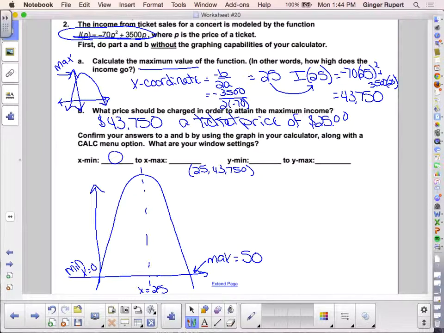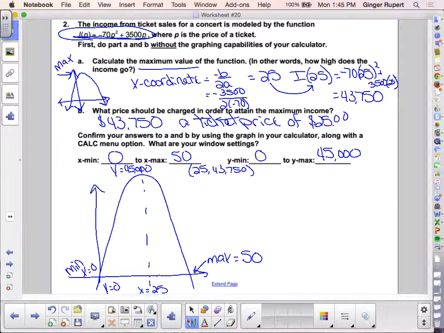I'm going to need to see a y minimum at y equals 0 and a y maximum at about 45,000. That will allow me to see the entire parabola. So x min 0, x max 50, y min 0, y max 45,000. So it should be at least those values so that you can see the entire function. So you want to find the vertex. You know that's the axis of symmetry, so your window will have to be twice as long as half of that parabola.